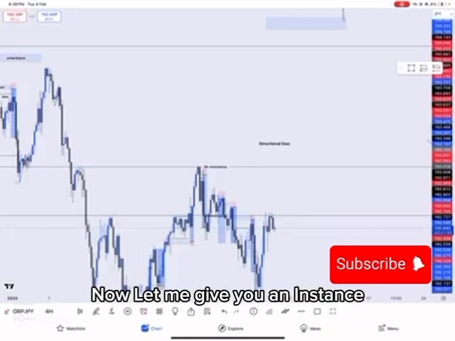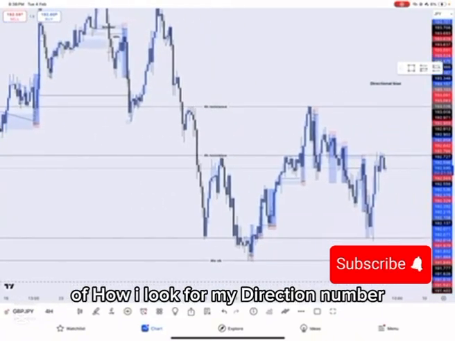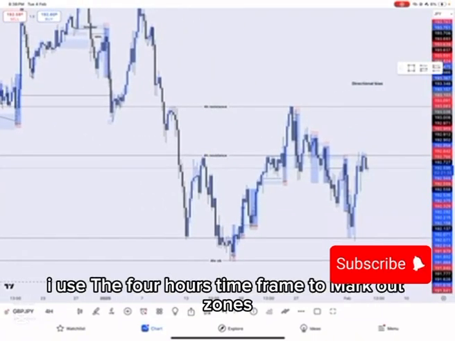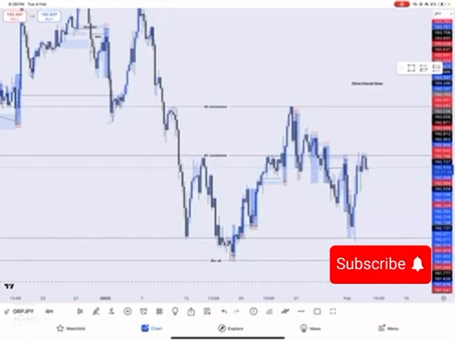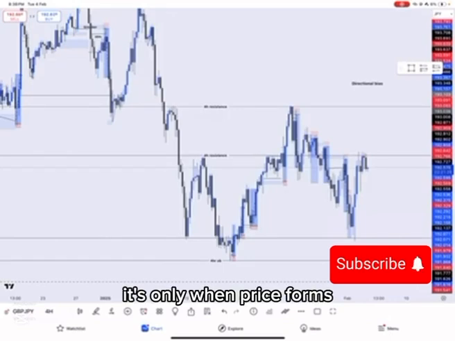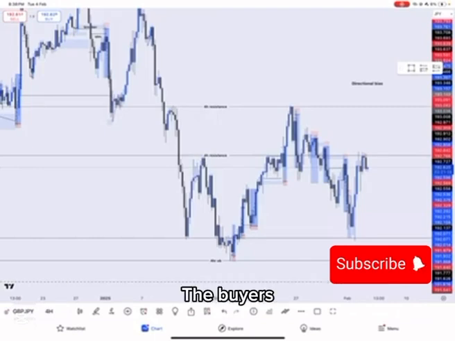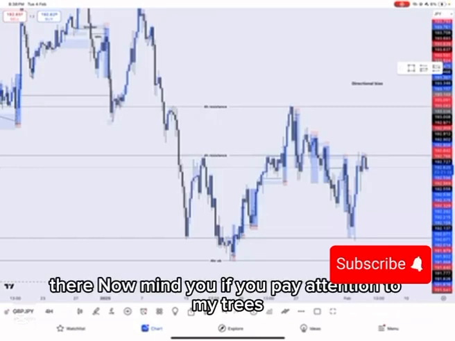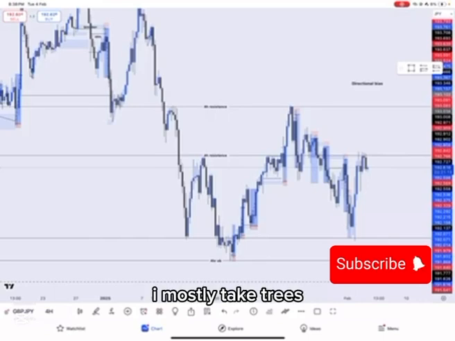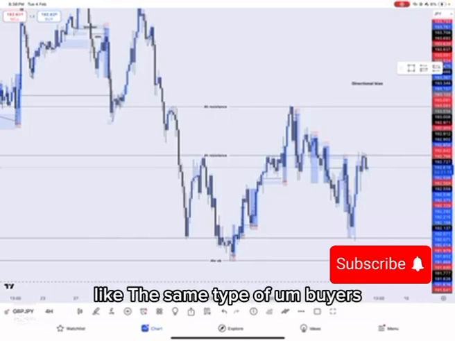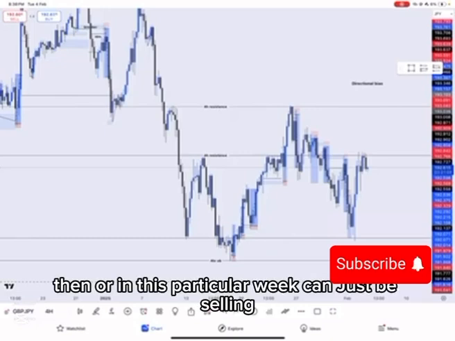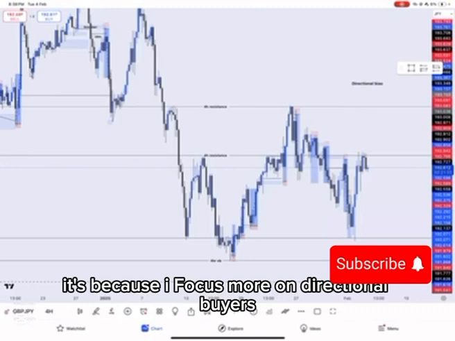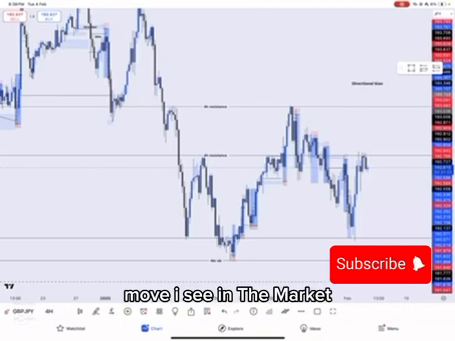So let me give you an instance of how I look for my directional bias. I use the 4 hours time frame to mark out zones that price can react from, and then I wait for the strategy that I trade to form at those zones. It's only when price forms that strategy at those zones that I can get a confirmation and start taking the bias there. Now, mind you, if you pay attention to my trades, I mostly take the same type of bias. Maybe in a week I can just be buying, or in this particular week I can just be selling. It's because I focus more on directional bias than just taking every single move I see in the market.